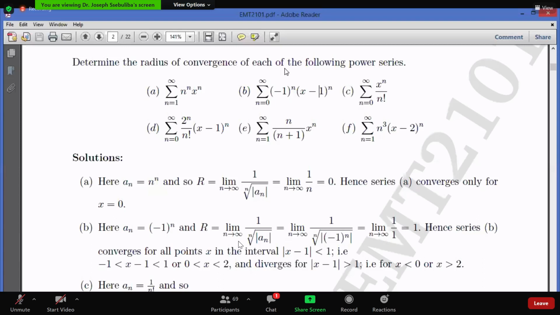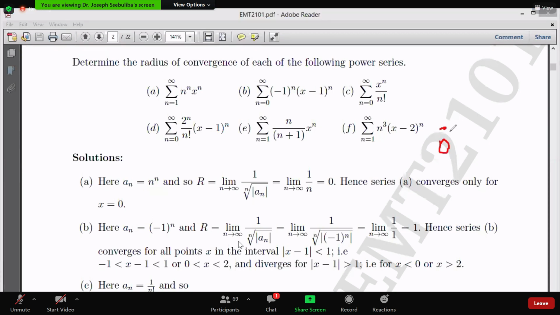Let me just do it right up here. So this one is obvious why we are taking it from 1. Because if n is 0, you have 0 to the power 3. So what is 0 to the power 3? What would this one give you?